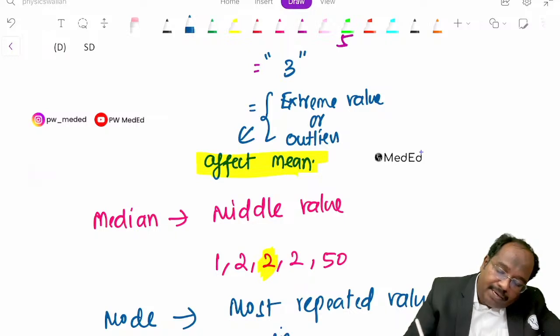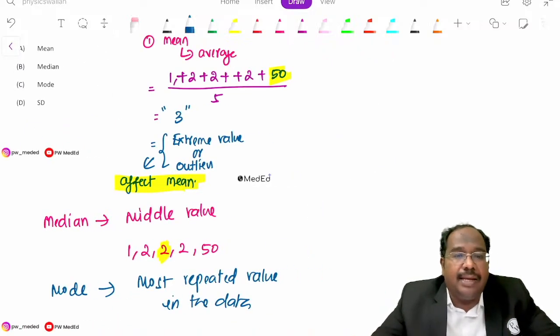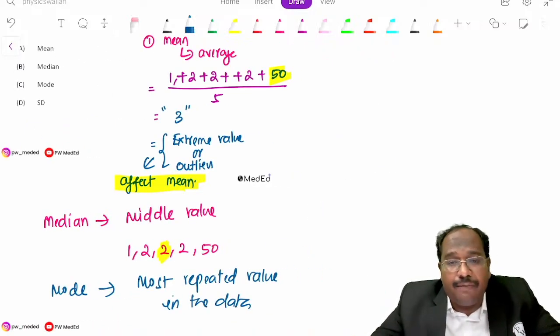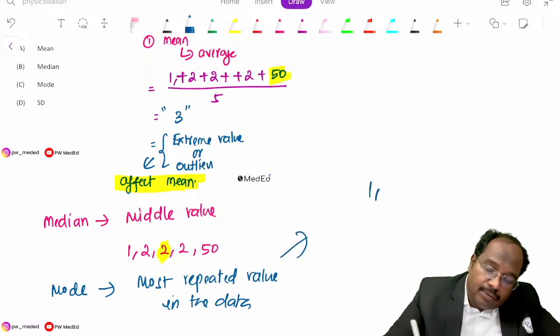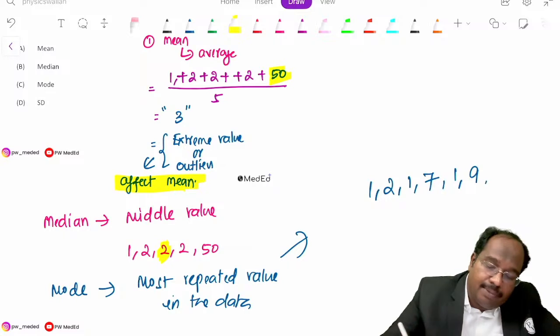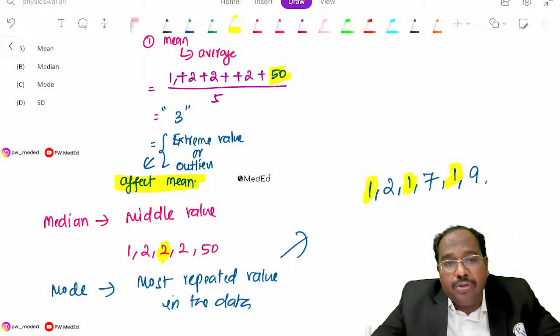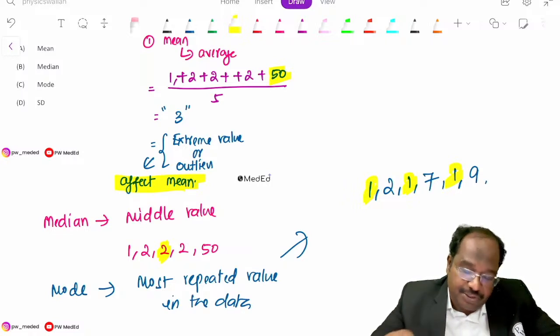Okay, most repeated value in the data. So which number comes again and again? That is mode. Which number comes again and again, that we call as mode here. If the data is like this, which number came again and again? The number which came again and again is the 1 here. So this we call as mode, the most repeated value. Okay, we'll come back to the question.